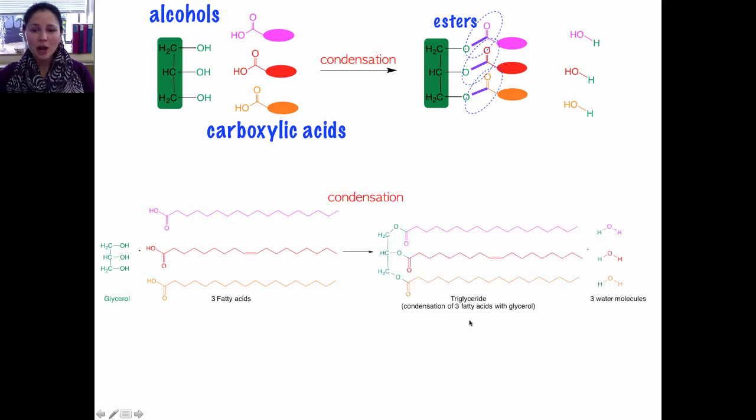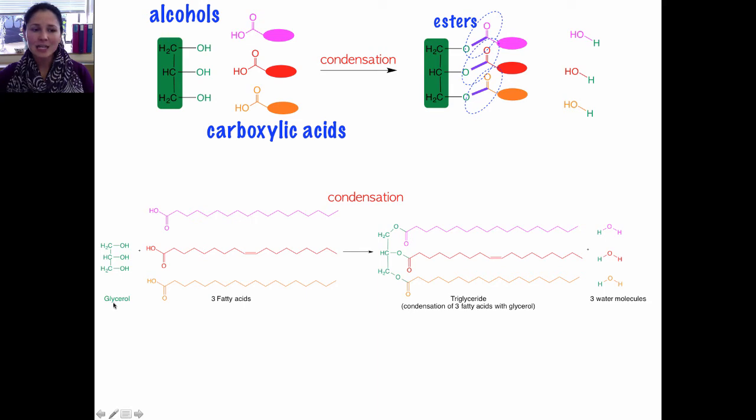The product is a triglyceride and three water molecules. Notice that the fatty acid tails have not changed at all over the course of this reaction. So whatever fatty acids you started with, you would get those in the triglyceride products. I'd like to point out that we've changed the properties of the molecules.